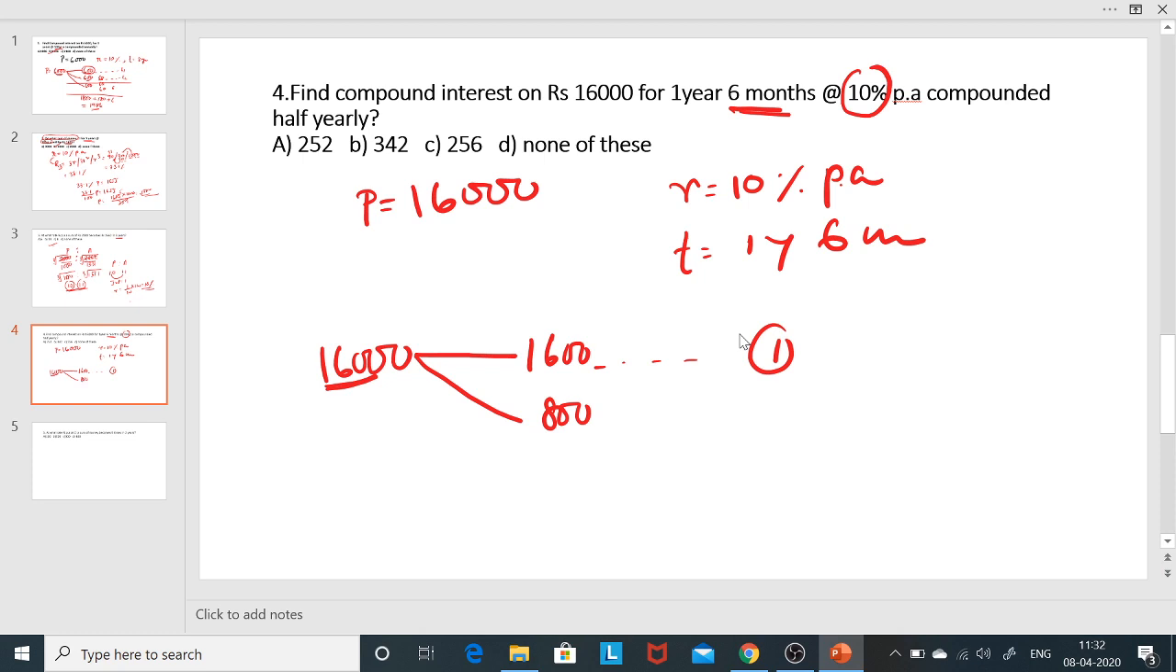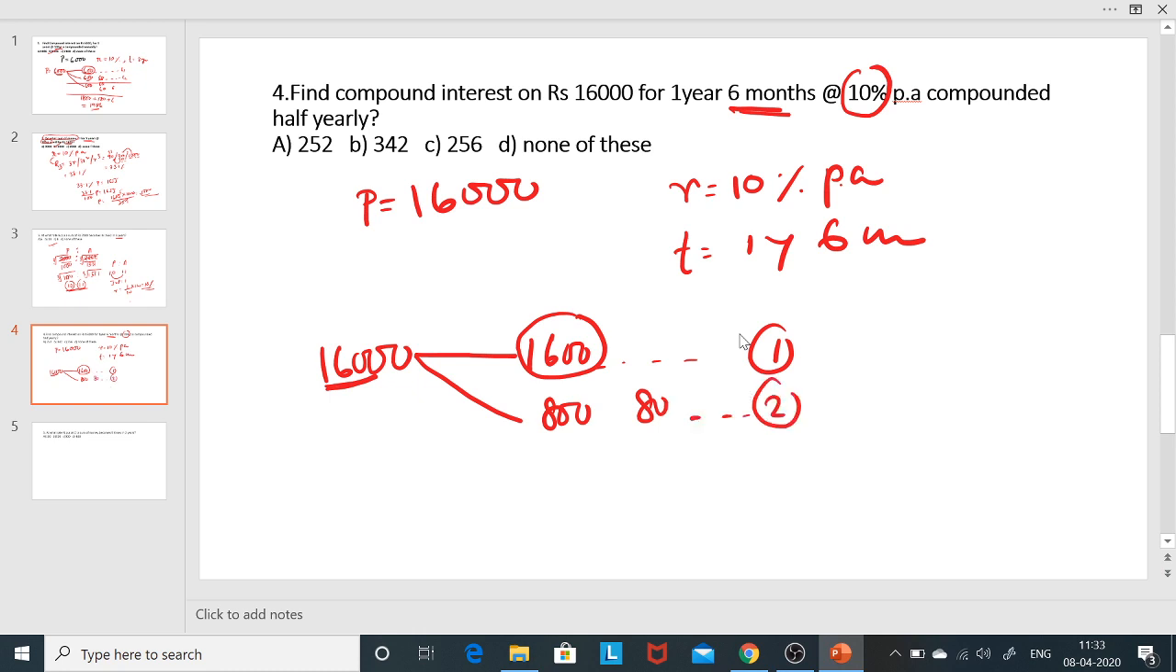Now again you are going to have interest on this 1600. So it is 5% of this 1600. So 10% of 1600 will be 160. So 5% will be 80. So it is for the second year. And so what is the total amount of CI you will have?